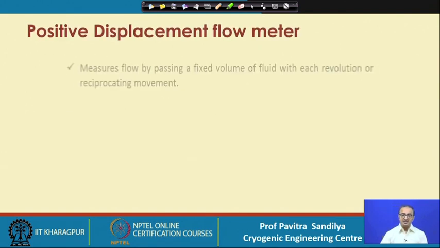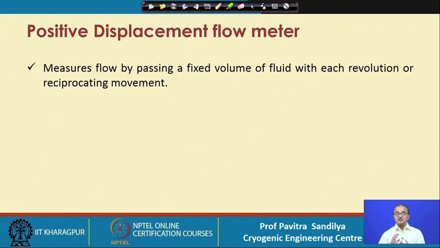Positive displacement means that a particular fluid is displaced in a positive manner, that means pushed. This metering depends on a specific volume of the fluid being passed through some device either by some rotation or by some kind of piston action. Accordingly, we have reciprocating or rotating positive displacement meters.